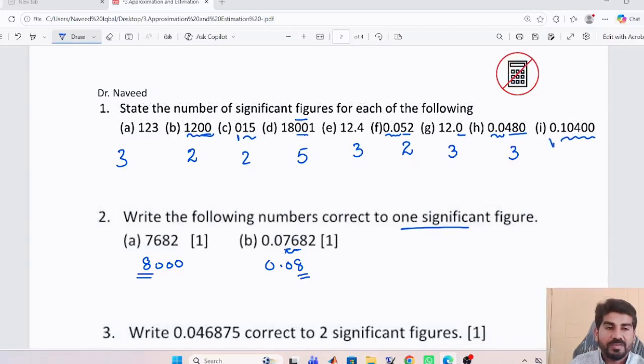Now this part, you can see 1.0400. There will be 5 significant figures. Why? This zero is significant because it is between non-zero digits, and the last 2 zeros, the zeros after the non-zero digit, will also be significant according to rule 4. So there will be a total of 5 significant figures.